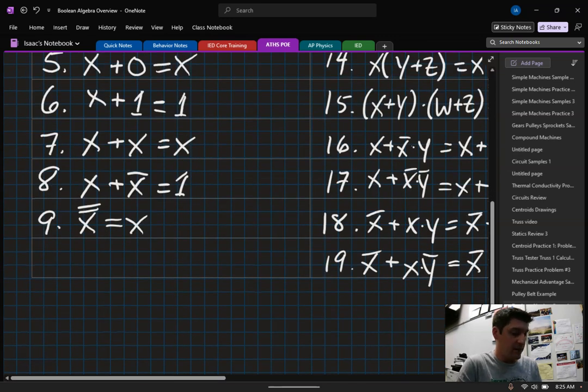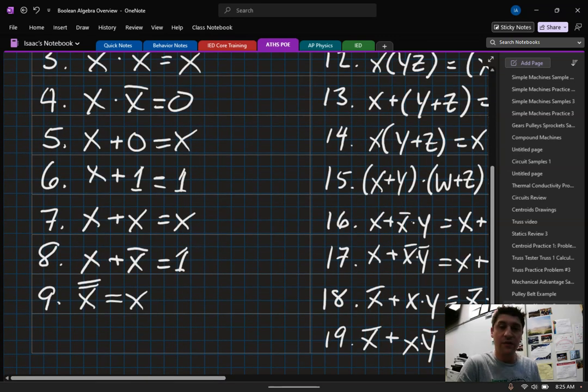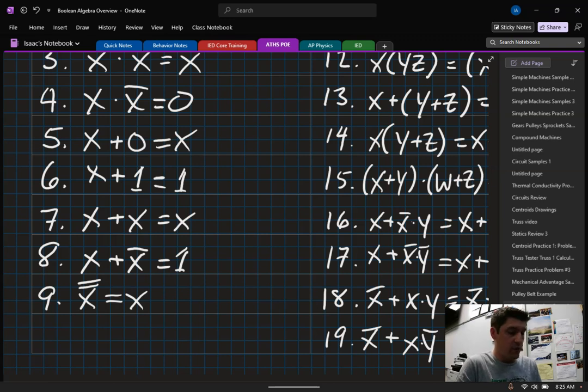Number 8 is kind of like the OR version of theorem 4, which says x OR not x equals 1. Now with theorem 4, x AND not x equaled 0 because that means that one of them is 0, and in order for an AND gate to give 1, you have to have 1 and 1, right? But for an OR gate, if one of them equals 1, then the output is 1. So with x OR not x, one of those is a 1, and one of those is a 0. So either way, the gate's going to output a 1.